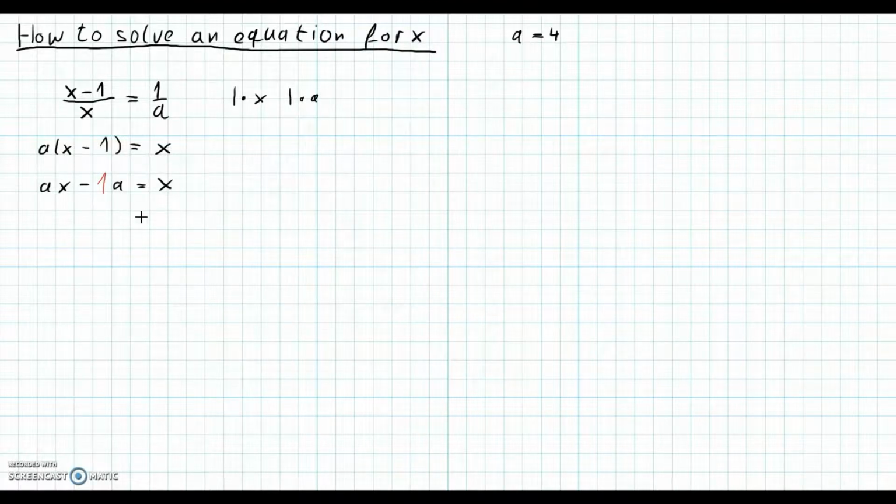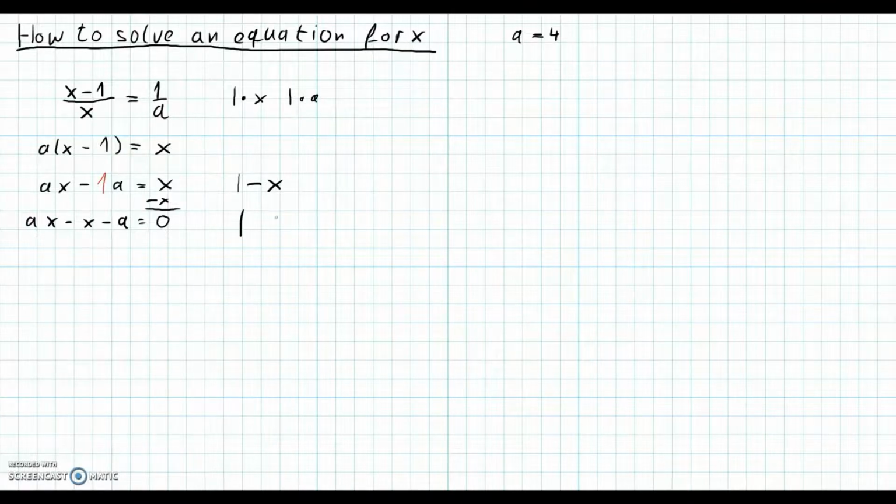Okay, next step is I will kind of sort this whole equation by moving this x to this side of the equation, simply by adding x on both sides, or rather by subtracting x on both sides. Ax minus x minus a, skipping a ghost one, equals 0. Remember, I subtract x on this side, leaving just 0. It's not nothing, it's 0.